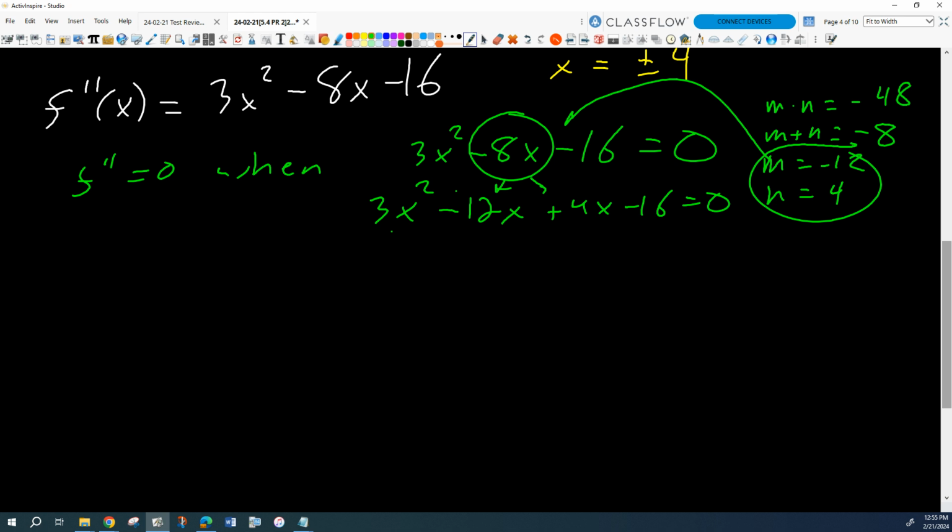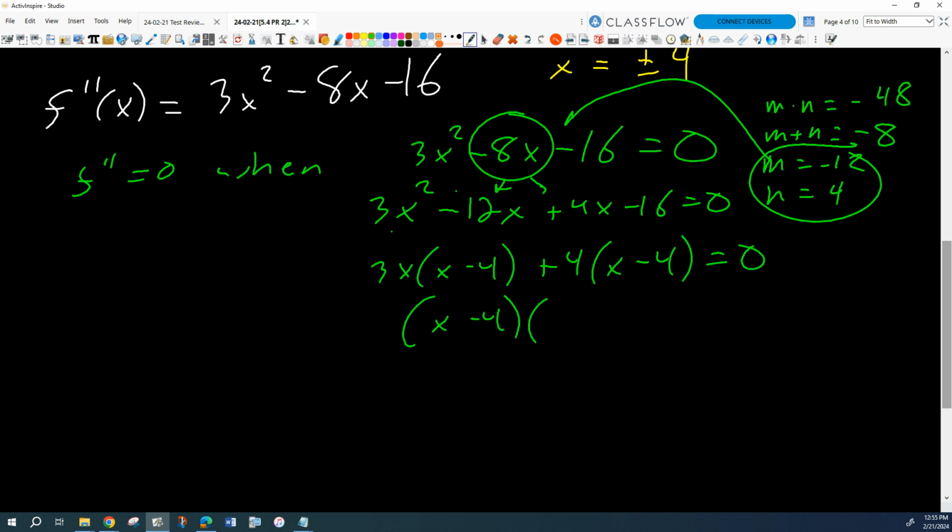if I take these two terms and factor out a 3x, we're left with x minus 4. Well, I know I'm going to get an x minus 4. I just get 4 times x minus 4 equals 0, right? So x minus 4 times 3x plus 4 equals 0, and I got my solutions. Right?